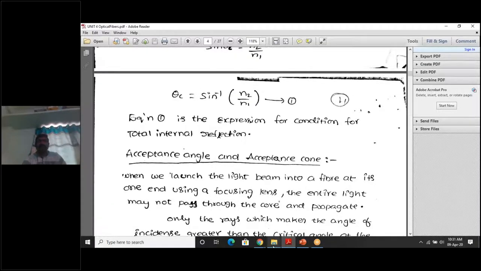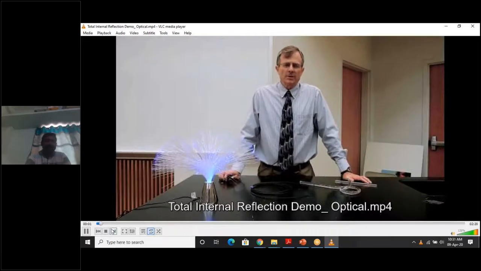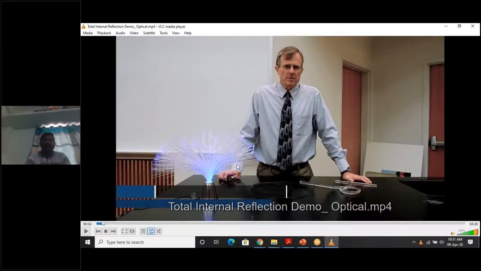So here I will demonstrate some basic videos regarding total internal reflection. It is very easy to understand the concept of total internal reflection this way. Here you see these are the optical fibers. Here you may see these types of optical fibers in many household decorating items.